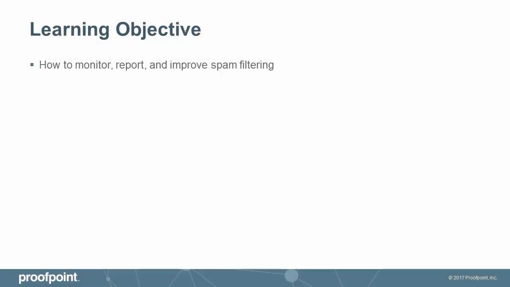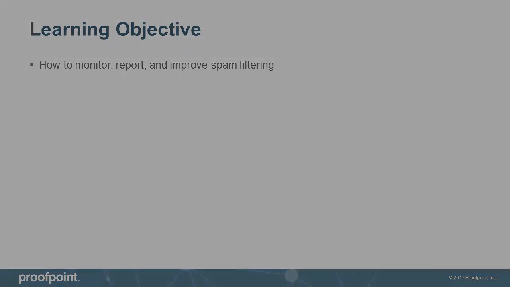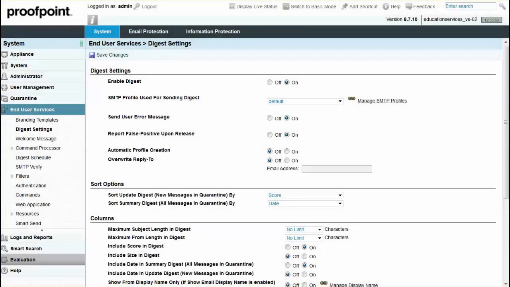This video tutorial is based on PPS version 8.6 and demonstrates how to monitor, report, and improve spam filtering within the Proofpoint Protection Server, or PPS. The end user digest allows you to monitor all of your quarantined messages and identify false positives. This includes messages quarantined based on anti-spam, antivirus, and content policies.